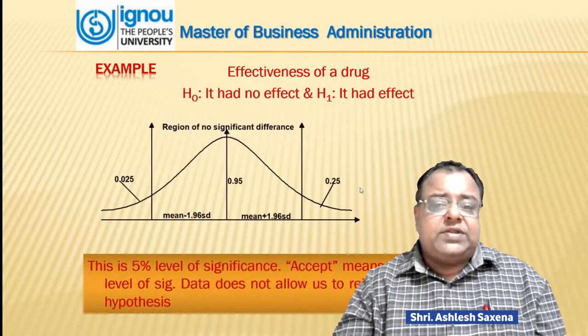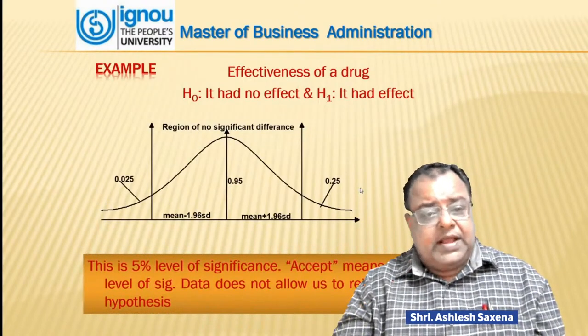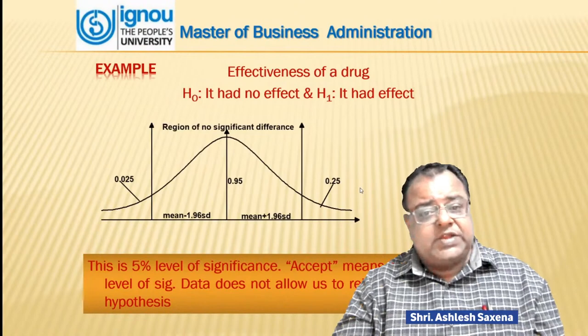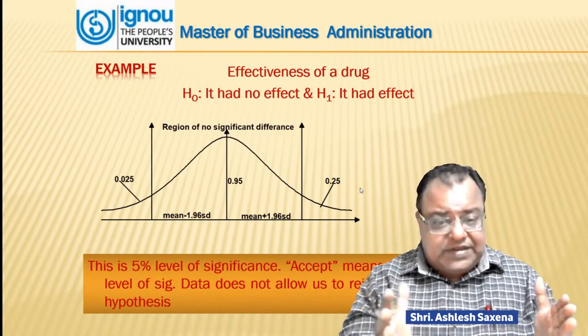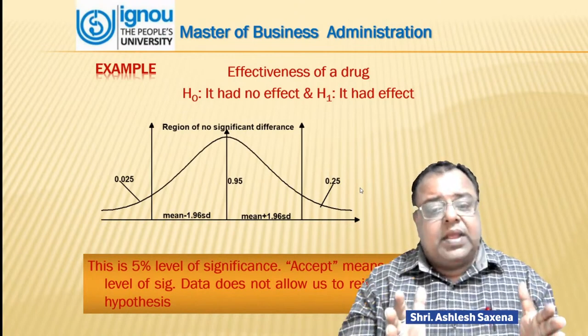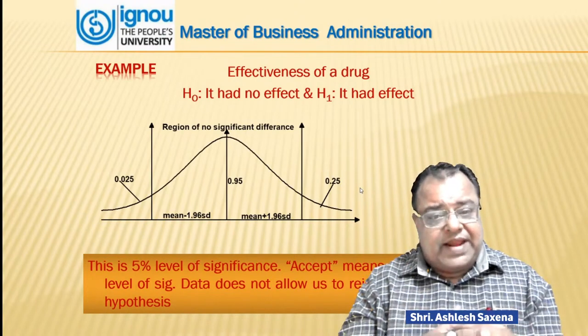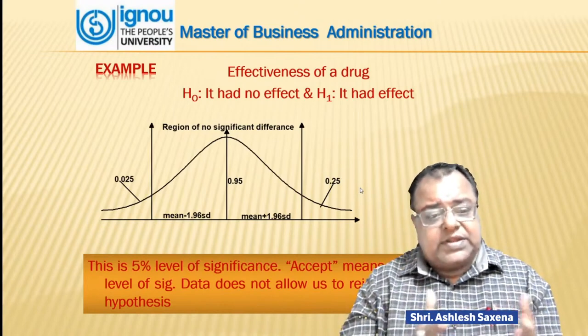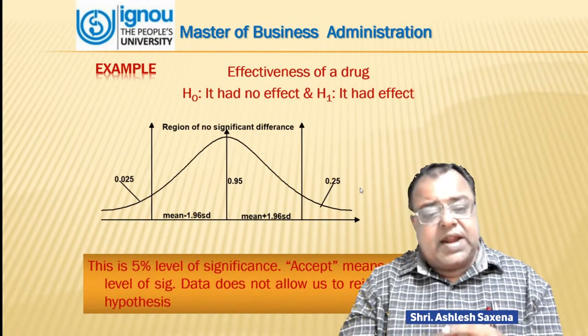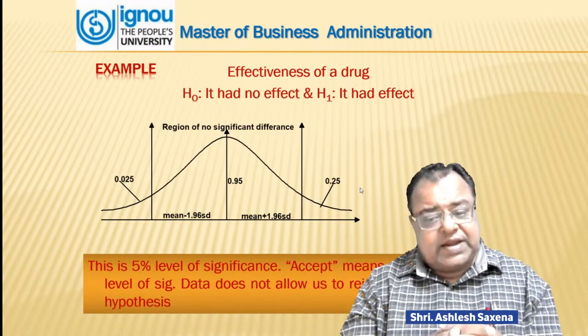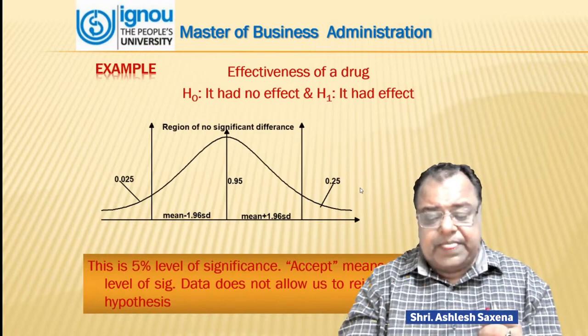What is the effectiveness of a drug? H0: it had no effect, and H1: it had effect. So graphically, we can see where we stand and at what level we can accept H0 and reject H1. This is a 5% level of significance. Accept means at 5% level of significance, data does not allow us to reject a null hypothesis.